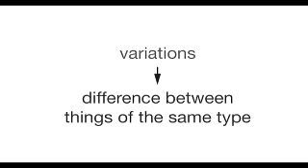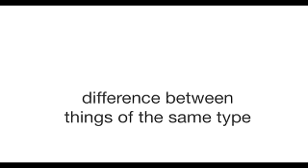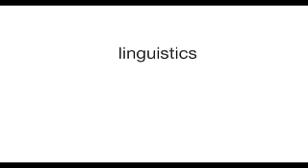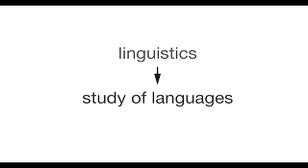For example, variations. We use this word when there is a slight difference between things of the same type. For example, there are many variations of the Chinese language. This means although there is one language, it may be different from place to place. Linguistics. This is the study of languages. Are you ready to watch the movie?